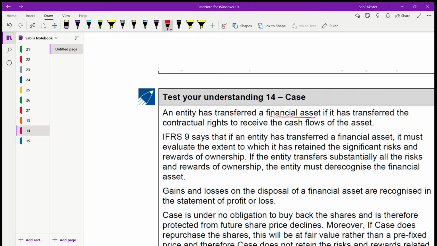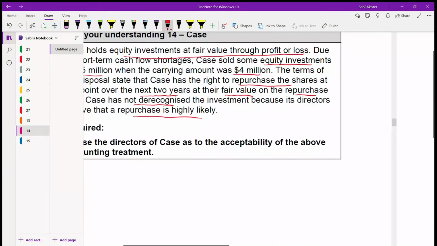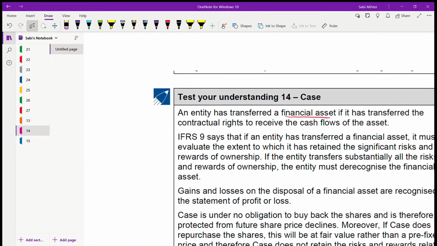Why? How can you say it has transferred a financial asset when they're talking about equity instruments? This is a very good question. You should ask this type of question. It means that your mind is working. You are in the topic. You are deeply interested in the topic. That's why you're asking this question. Usually people don't ask such questions. But if you're asking, why here we are talking about equity investments and suddenly we went to the financial asset. How is that?